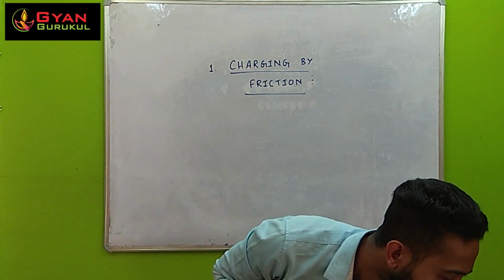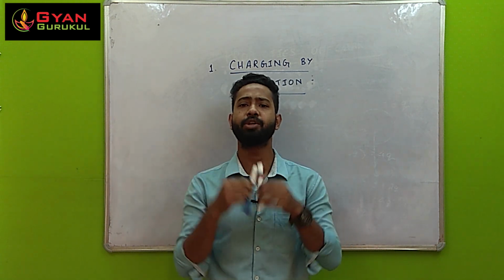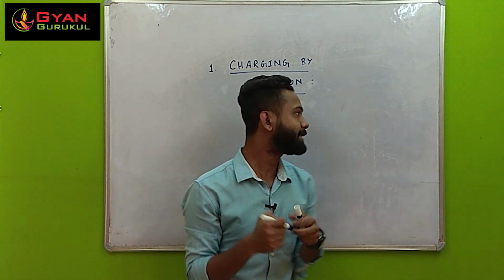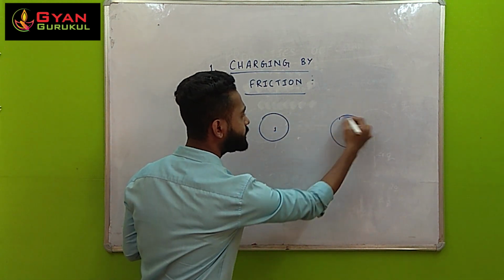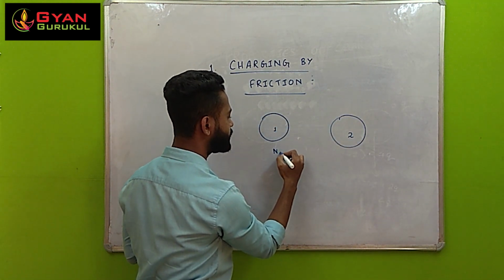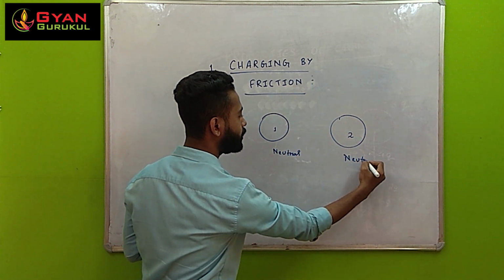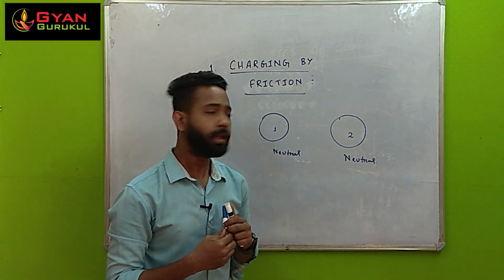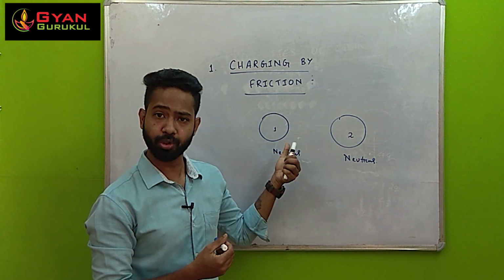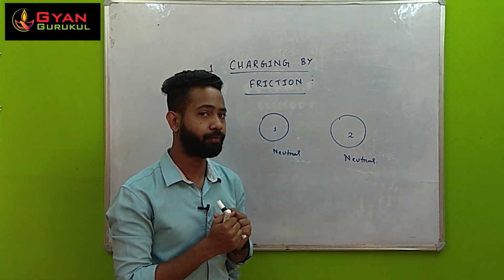Let me give you an example. Suppose I have two bodies, and let me assume they are already neutral. Suppose this is body 1 and this is body 2. They are neutral bodies, both of them. When both the bodies are neutral, they have the same number of protons as well as electrons. Both the bodies will have the same number of protons and the same number of electrons.